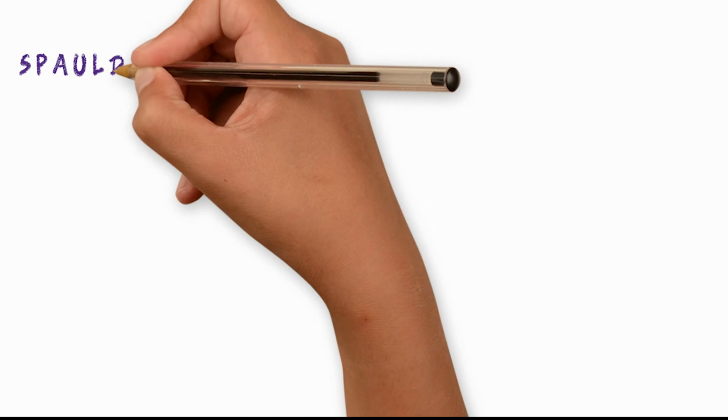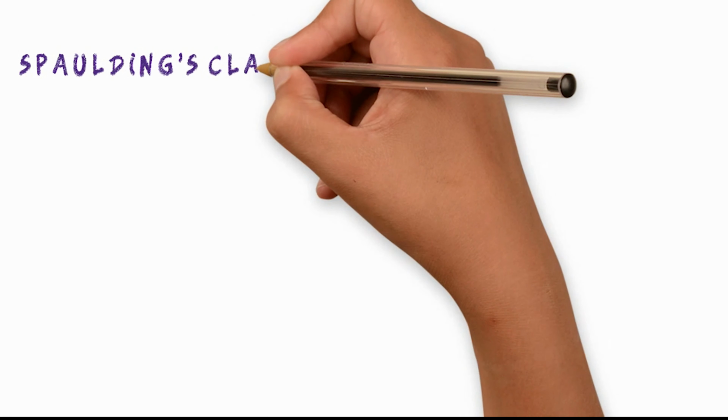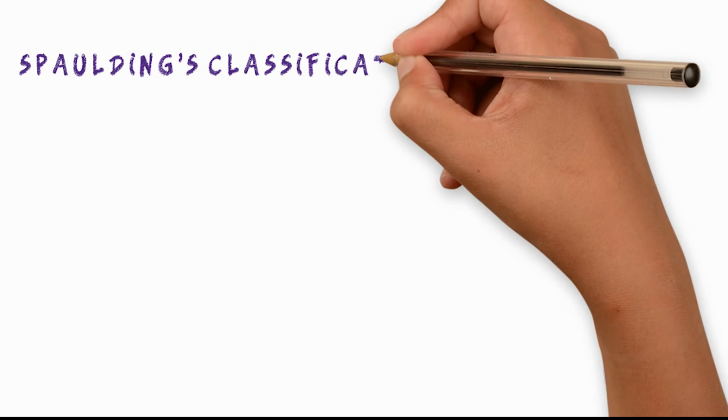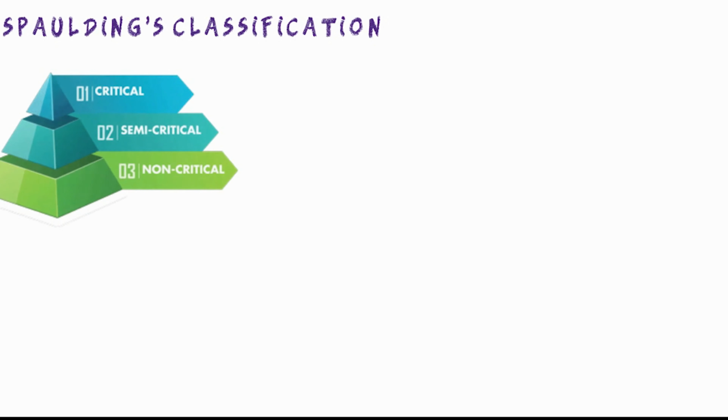Spaulding's classification, first developed in the 1950s, is a representative system that can help decide which level of disinfection would be appropriate for different items based on their potential risk of infection. Medical equipment or instruments can be classified as critical, semi-critical, or non-critical items.